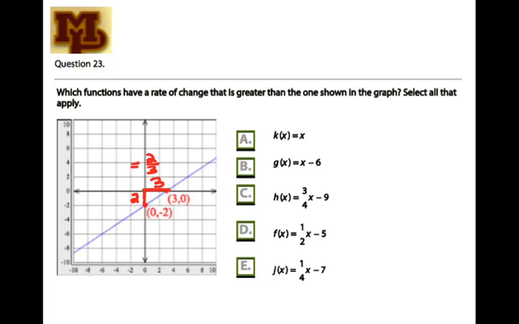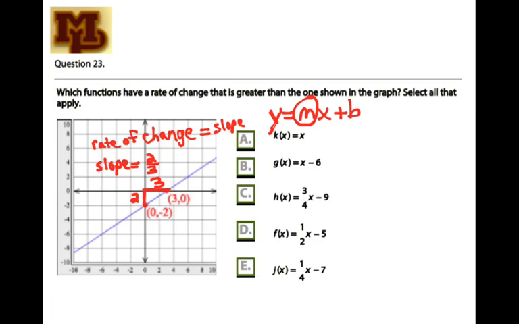Okay, so slope is rate of change. I'm going to write this down so I have a PDF of it for you. Rate of change equals slope. Okay, so now we just need to look over here at these equations. Remember slope-intercept form, y equals mx plus b. Well, the m is the slope. That's what we're looking for here.